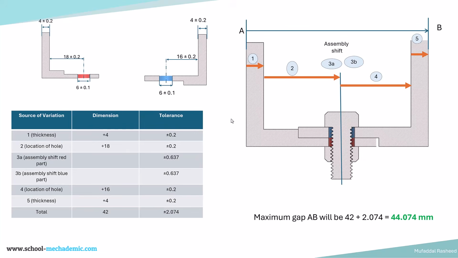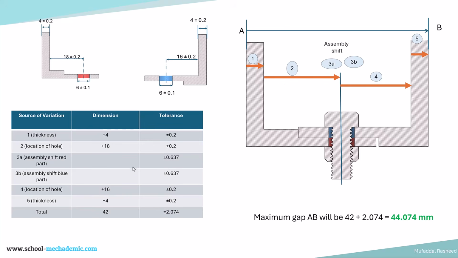Second source of variation is the location of the hole. So the location of the hole can vary from this edge. It can go away or it can come closer by plus or minus 0.2. So the tolerance is plus or minus 0.2 and the dimension is +18. Again, it is plus going from left to right.